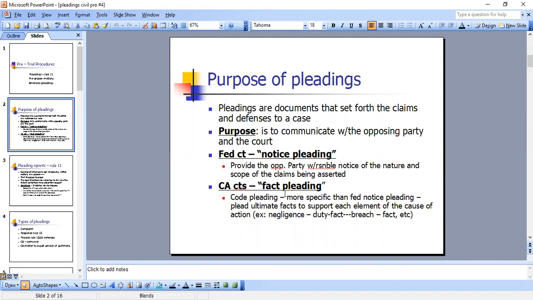They have fact pleading. The word fact means that they want you to put each, for example, negligence: duty, breach, causation, damages. They want you to put duty and what's the fact for that, breach, what's the fact for that. They want to make sure that every element is met, okay? It's more specific than federal notice pleading. They plead the ultimate facts to support each element of the cause of action. So fact pleading for California, more strict. Notice pleading, more plausible, not as strict.